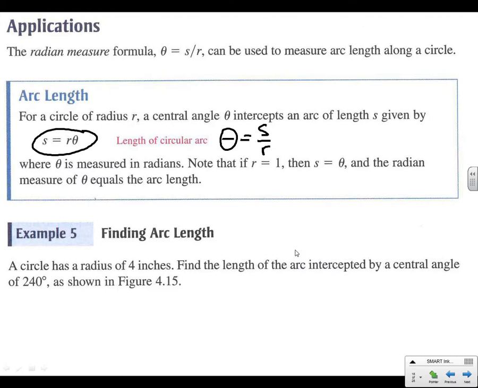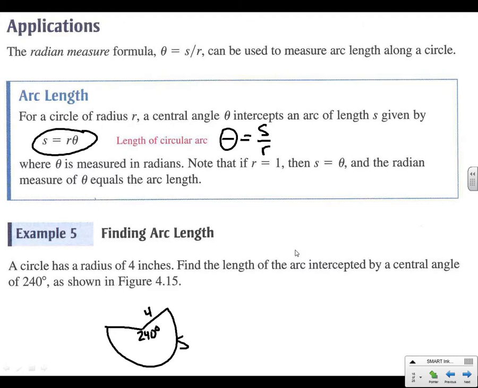All right, a circle has a radius of 4. Find the length of the arc intercepted by a central angle of 240 degrees. So 240 degrees is a pretty large angle. Spin it all the way around here. So our central angle is 240, and we want to know S from here all the way over to here. And 240 is more than 180. Let me draw this correctly. 240 would actually be this angle, because it's more than 180 degrees, more than the straight line. We know the radius is 4.